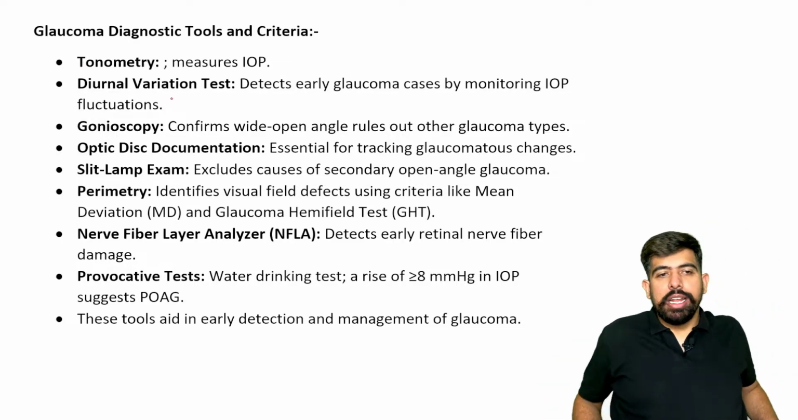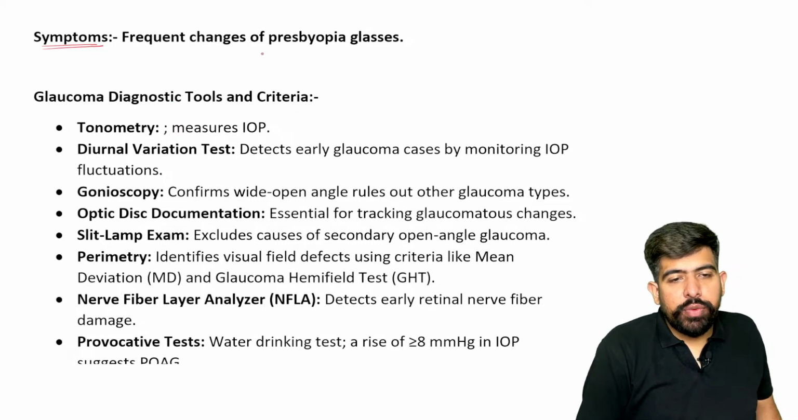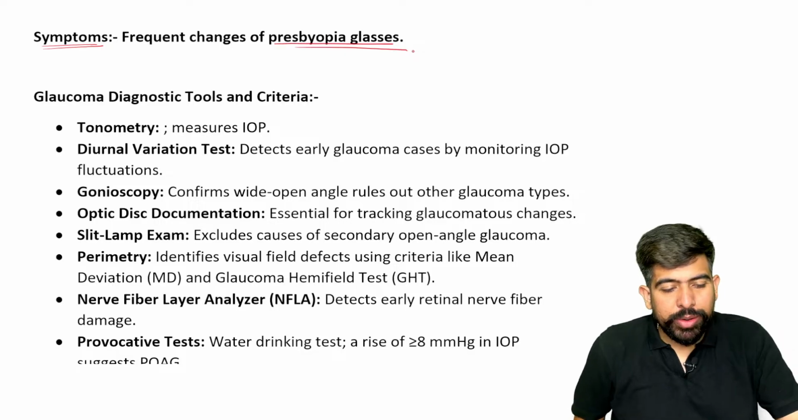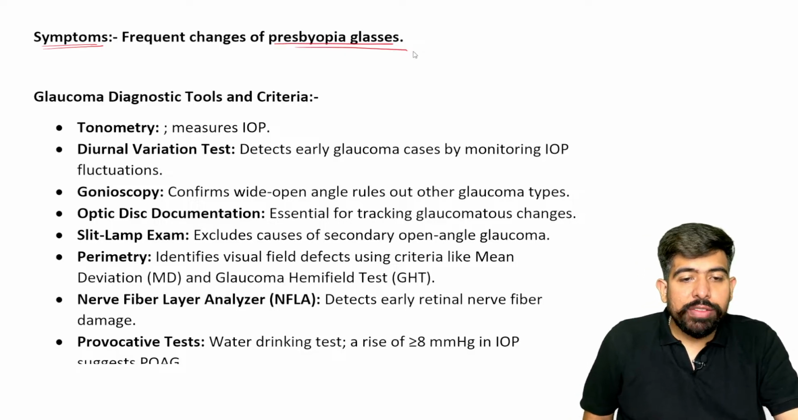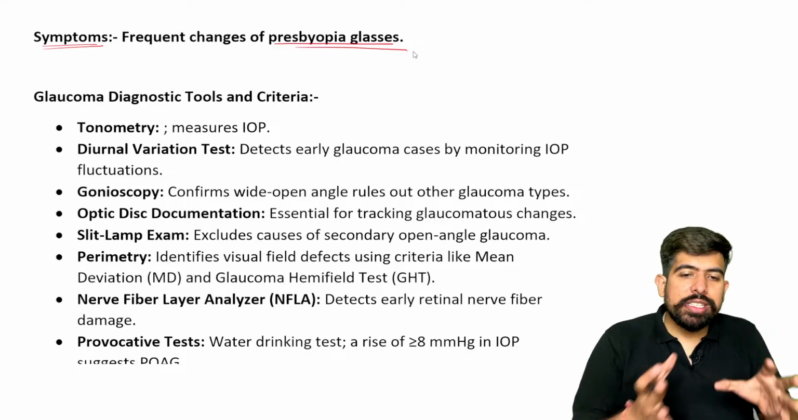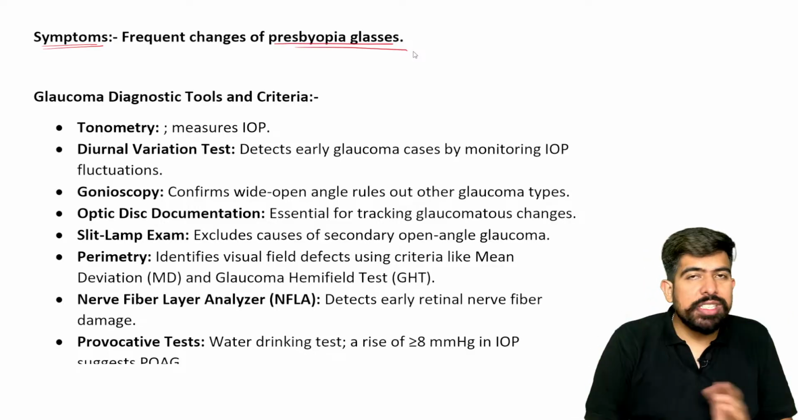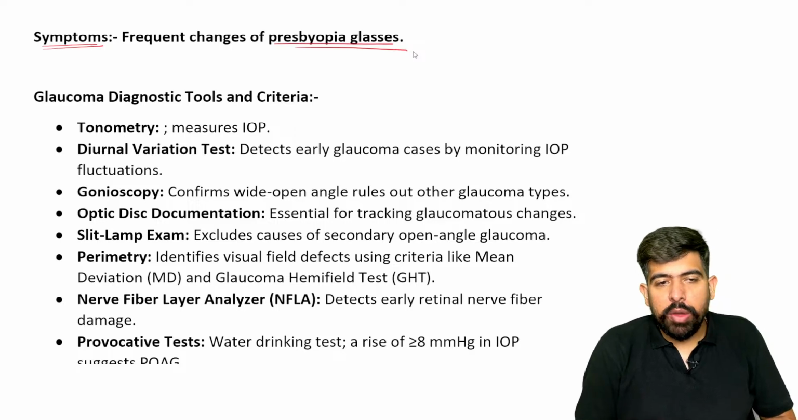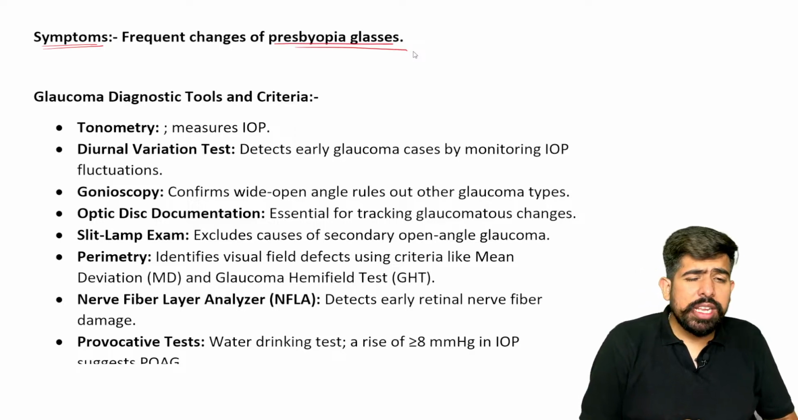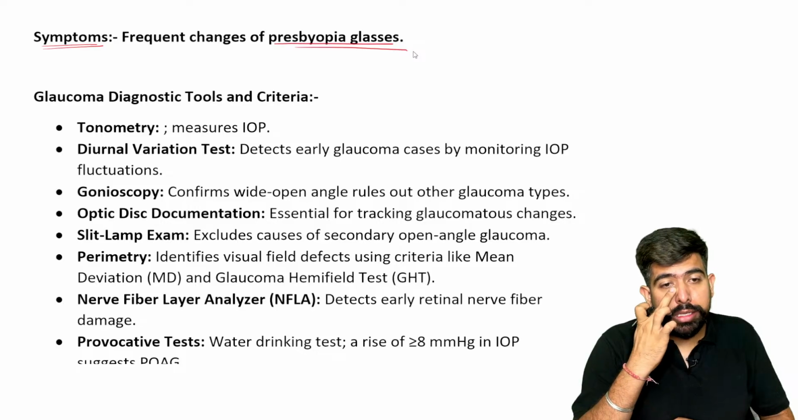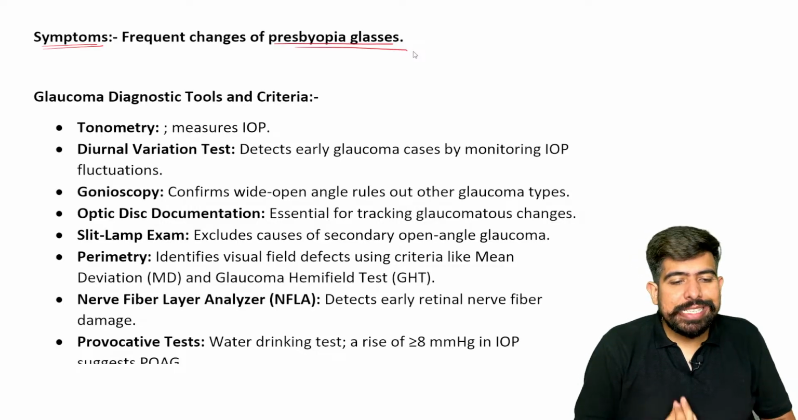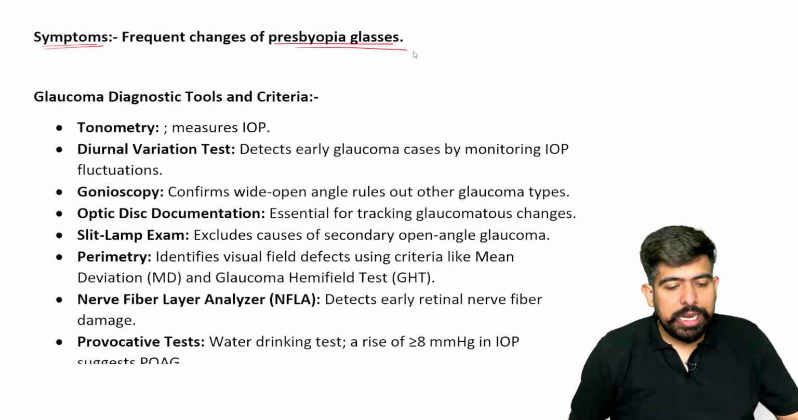because it is asymptomatic, right? But there are frequent changes in the presbyopic glasses, because we are talking about the fifth or seventh decade of life when the patient has this. Okay, so all the other things are asymptomatic. We talked about it, right? The patient remains asymptomatic, right? But if a symptom is present, it is only and only that the patient has frequent changes in the presbyopic glasses.